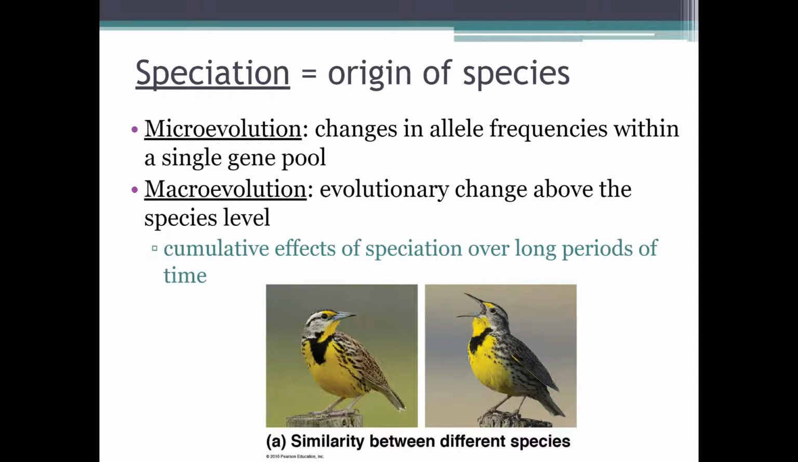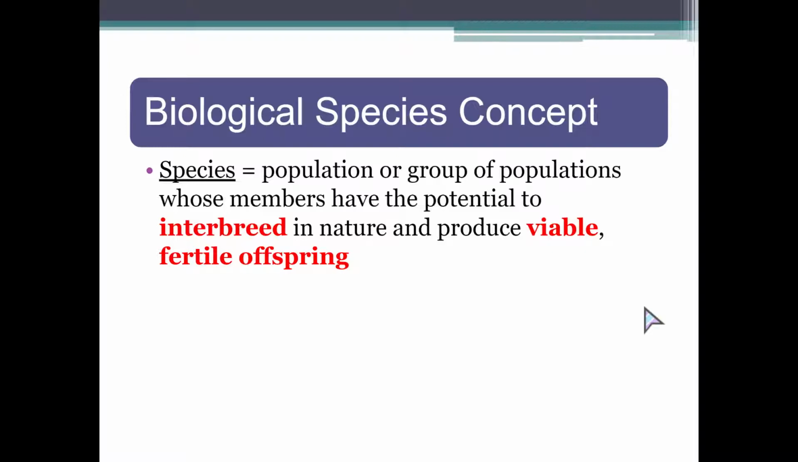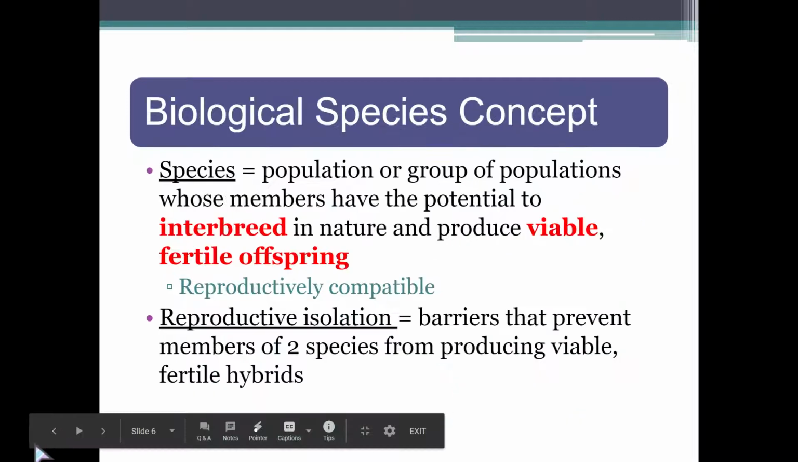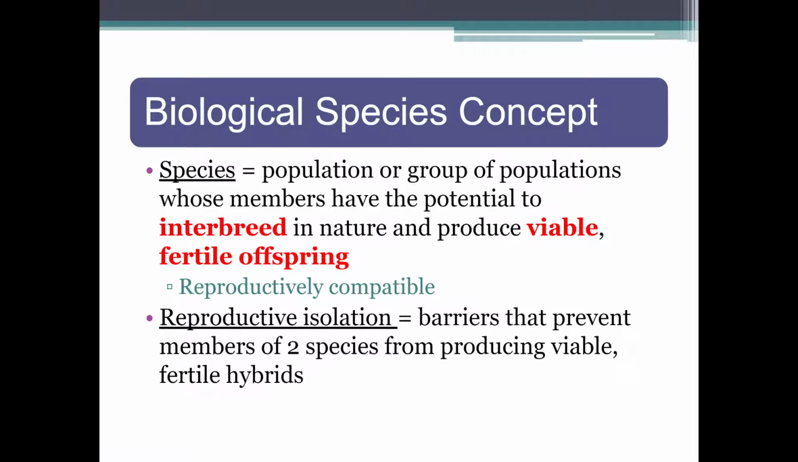There are a couple different types of species concepts out there that scientists use to define how species occur and why they occur. But the main one that is used across the board is called the biological species concept, which basically says that a population or a group of populations are considered to be a species when they can interbreed and they can produce viable, fertile offspring.